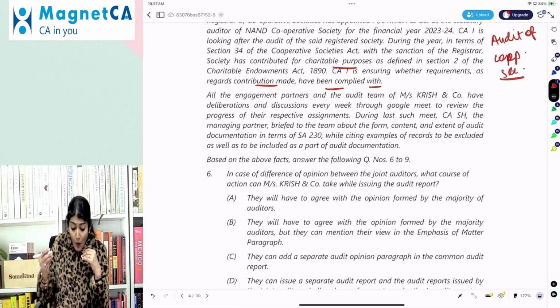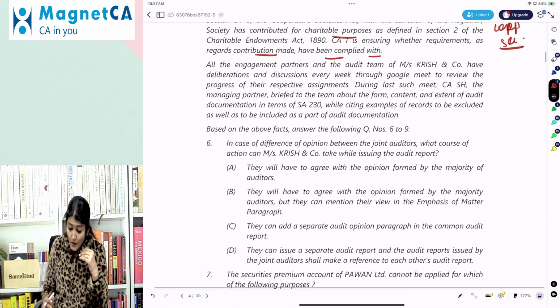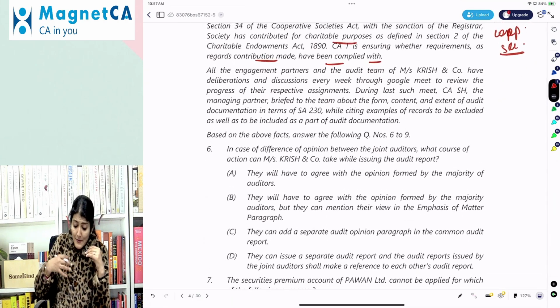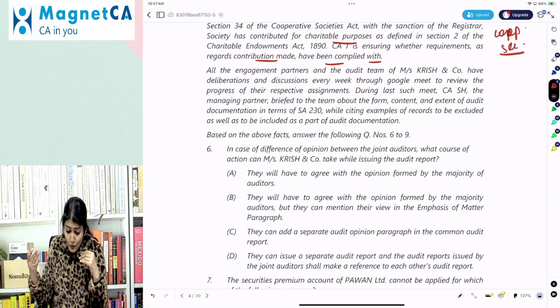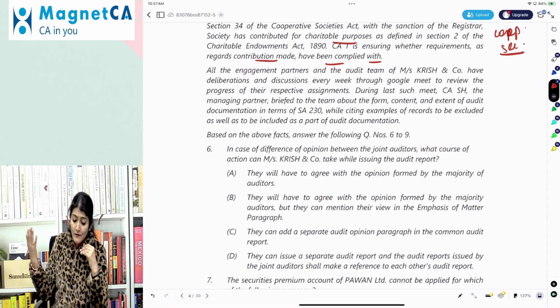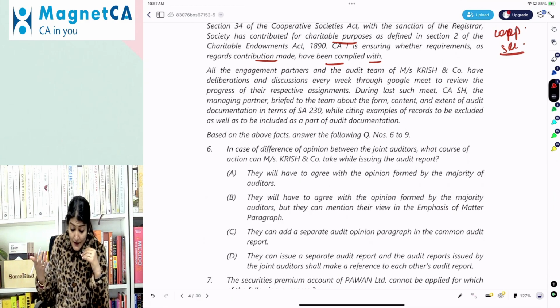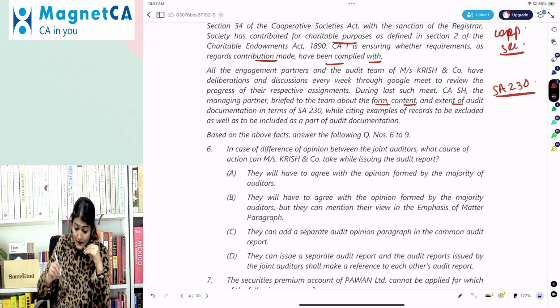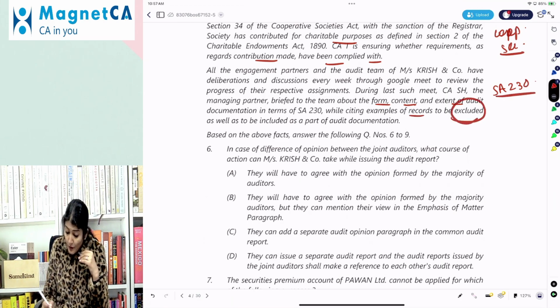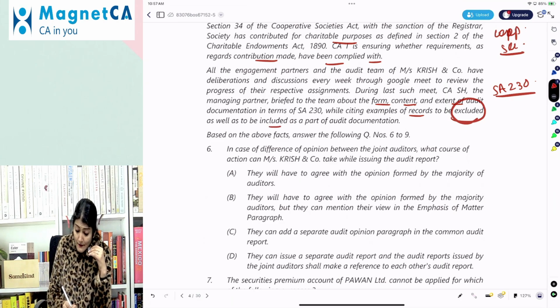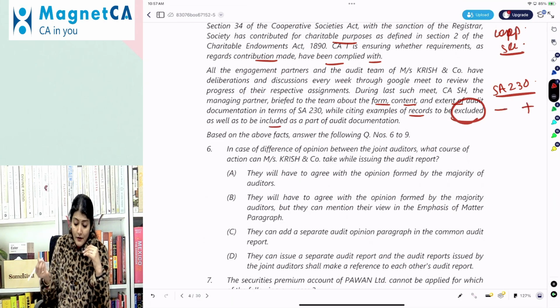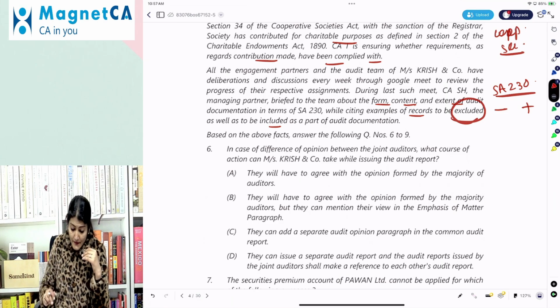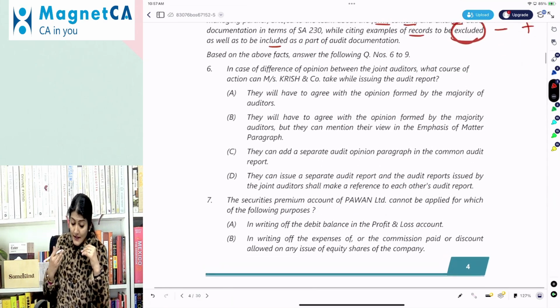Okay. Now, all the engagement partners and the audit team of Christian Company have deliberations and discussions every week through Google Meet to review the progress of their respective assignments. During the last such meet, CA SH, the managing partner, briefed the team about the form, content, and extent of the audit documentation in terms of SA 230, while citing examples of records to be excluded as well as those to be included in the audit documentation. Based on the above facts, answer questions 6, 7, 8, 9.